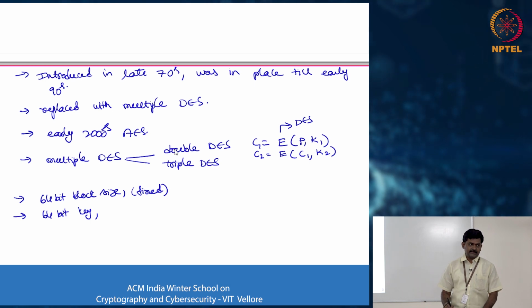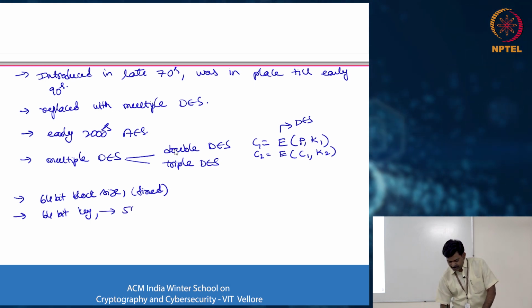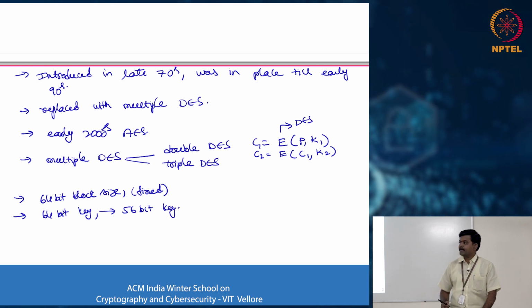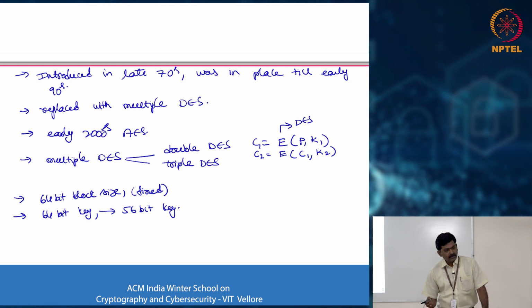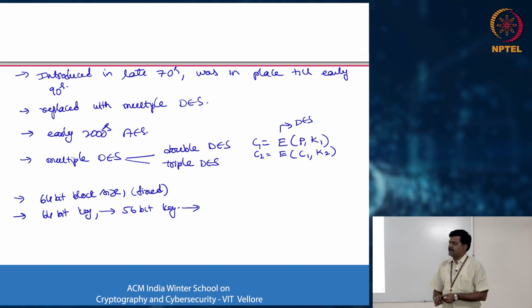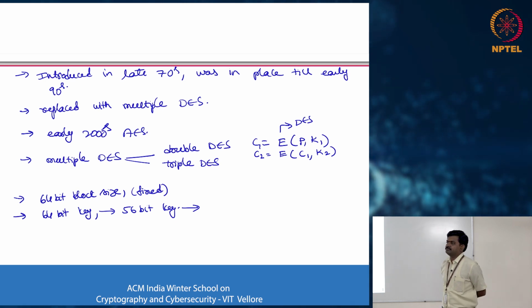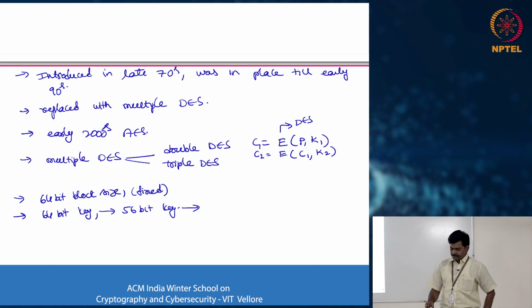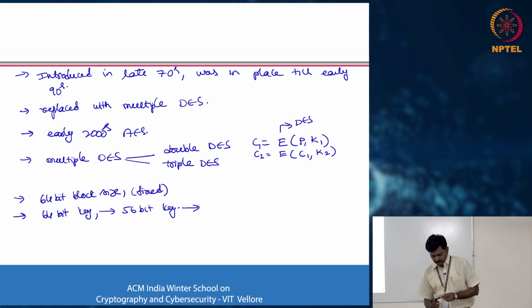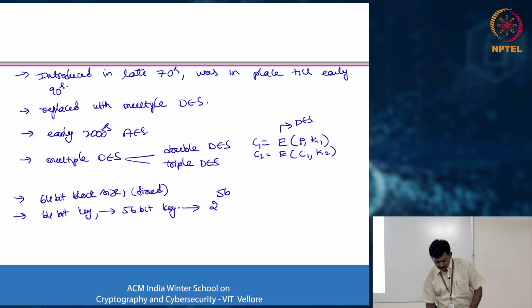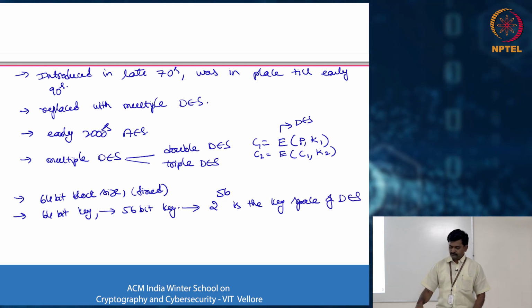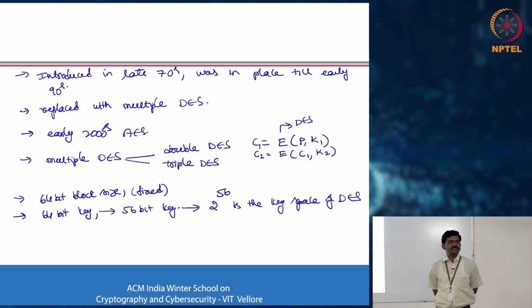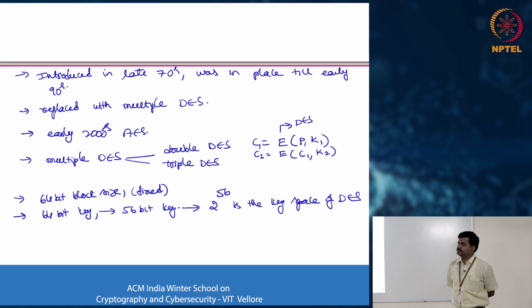It's a 64-bit key, but actually it is a 56-bit key, because you have removed 8 bits. With a 56-bit key, what is the overall key space of DES? 2 to the power 56 is the overall key space of DES.